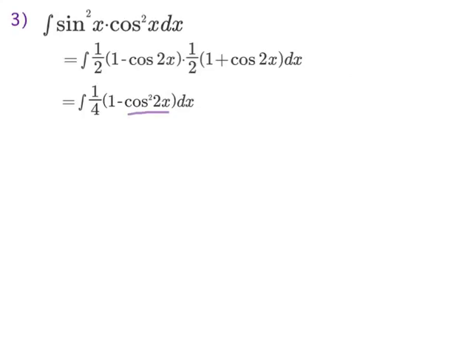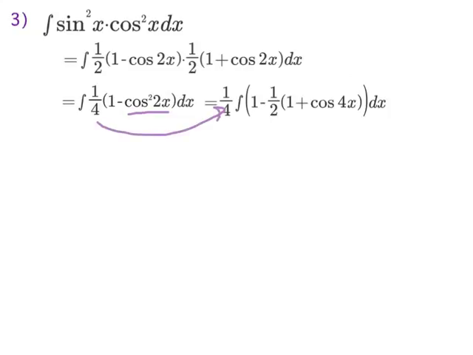So remember that when you reduce the power, you double the angle. So cosine squared x became a 1/2 times 1 plus cosine 2x. So what would cosine squared 2x become? Pause, try to make that substitution, and come back to me. Okay, and I pulled the 1/4 out front.